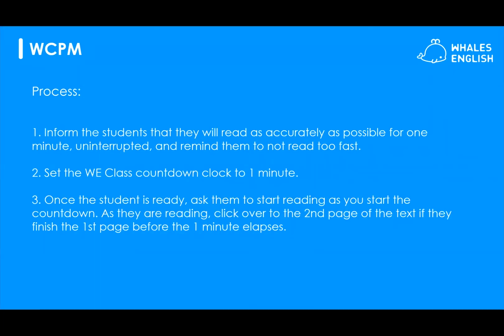Process. First, inform the students that they will read as accurately as possible for 1 minute, uninterrupted, and remind them to not read too fast. Second, set the WE class countdown clock to 1 minute. Third, once the student is ready, ask them to start reading as you start the countdown. As they are reading, click over to the 2nd page of the text if they finish the 1st page before the 1 minute elapses.